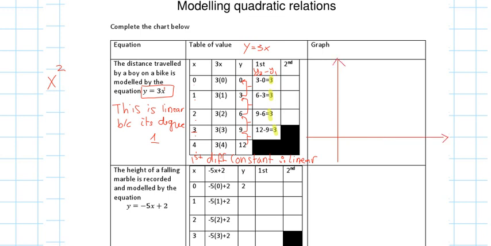Now I need to graph it to see how it's going to look on the graph. So I'm going to graph this. I'm going to need the points, so I'm going to need the x and the y values.